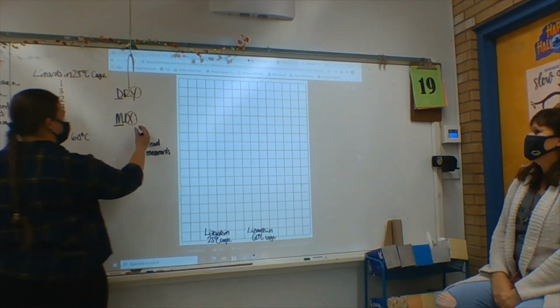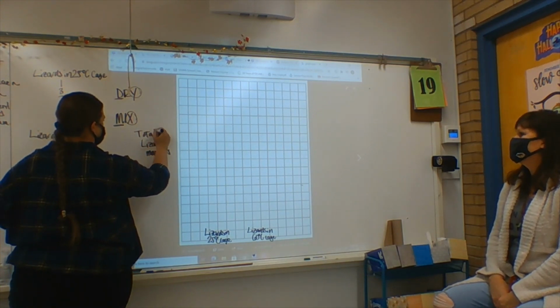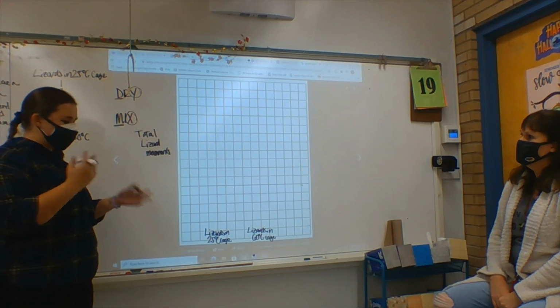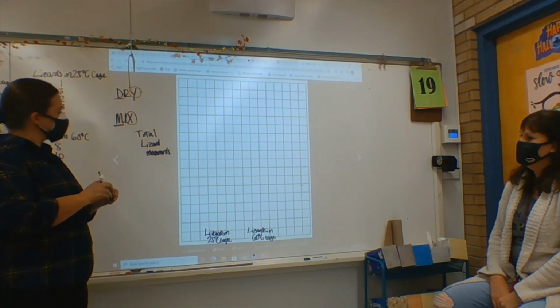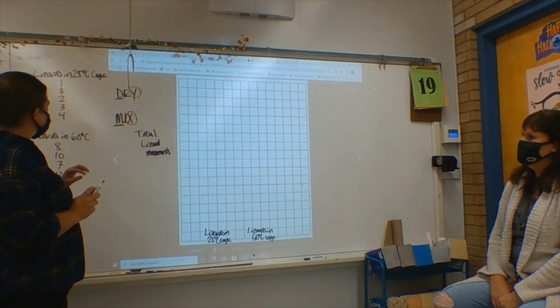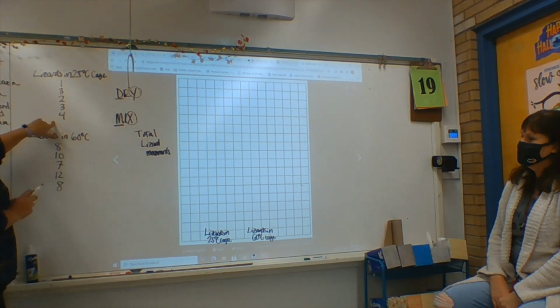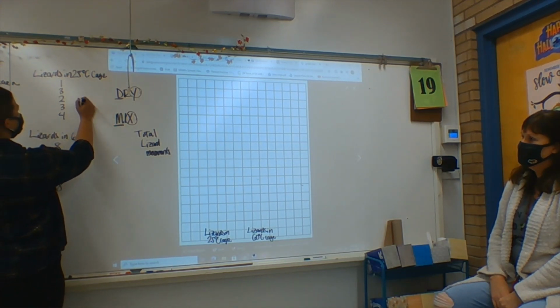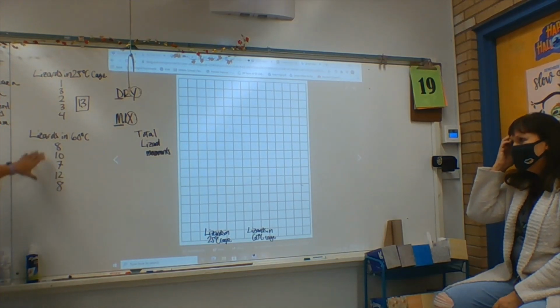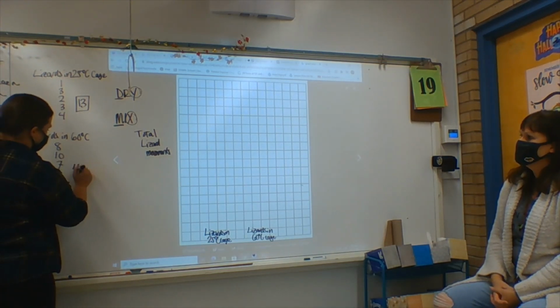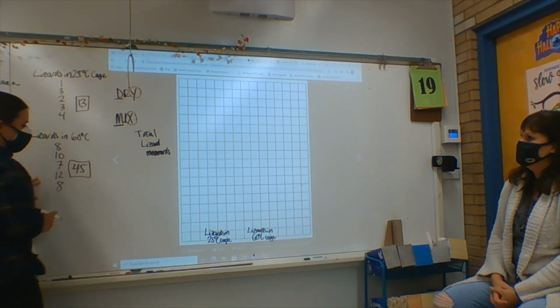I think that makes sense. We'll take our total lizard movements for each day. Now, I also could do a mathematical average, but I might have to worry about partial lizard movements. I think in this case, a total makes sense. So the first thing I'm going to do is find my total of my movements in a 25° cage. And if I add all of these up, I find that I had a total of 13 movements over the 5-day watching period. For my 60° cage, if I add them all up, I find that I had a total of 45 movements.